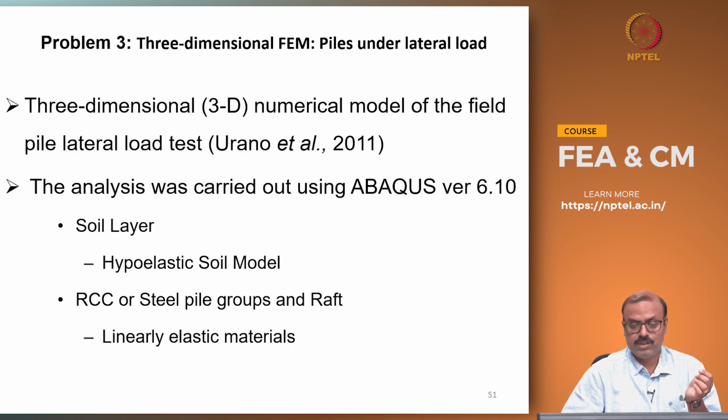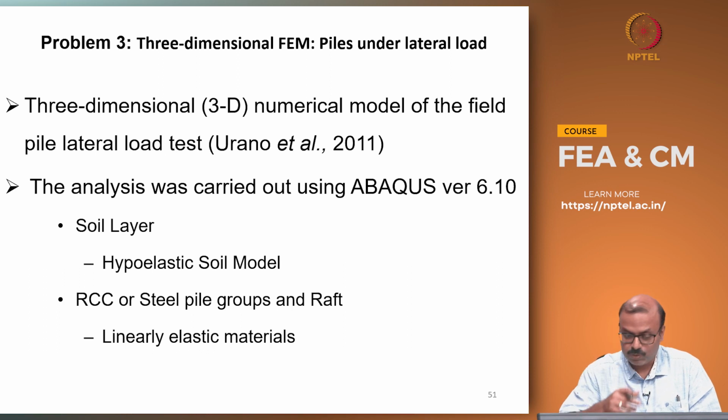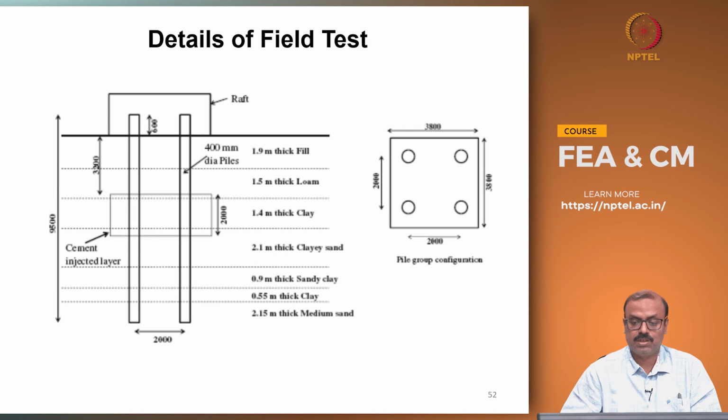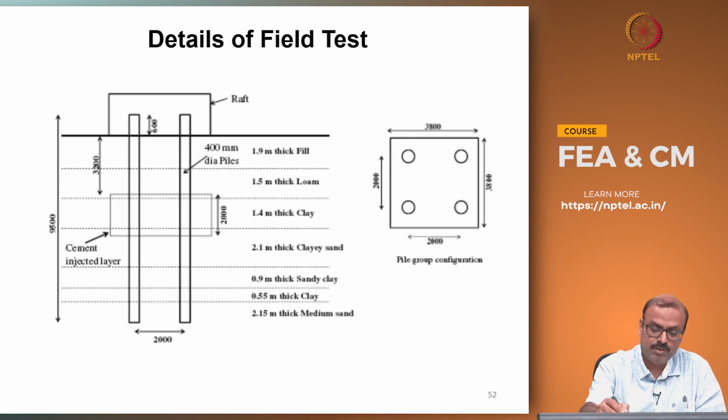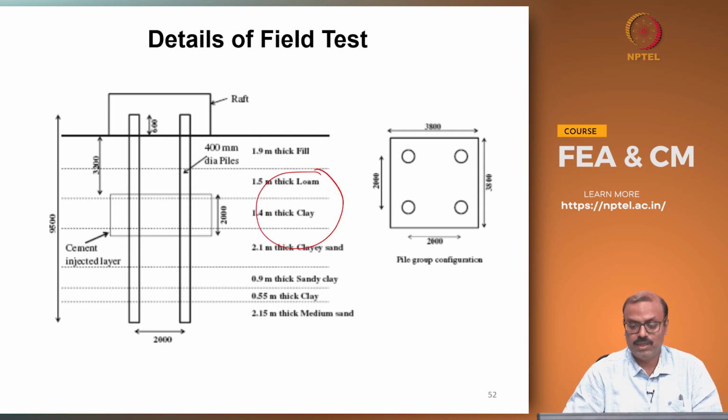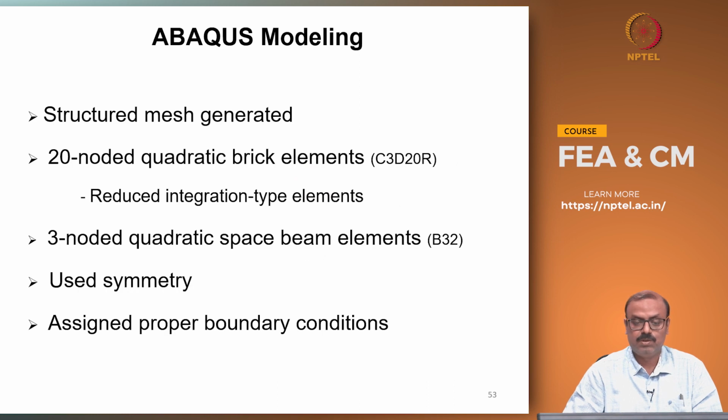This is a 3-dimensional numerical model of a field pile lateral load test reported by Urano in Japan. The analysis was carried out in Abaqus. The soil layers use a hypoelastic soil model. Steel piles, the raft, the pile group, all the structural elements are considered as linear elastic material. This is the typical soil layer. Your attention should be on this particular layer, where there is a loam and clay layer, which is relatively soft.